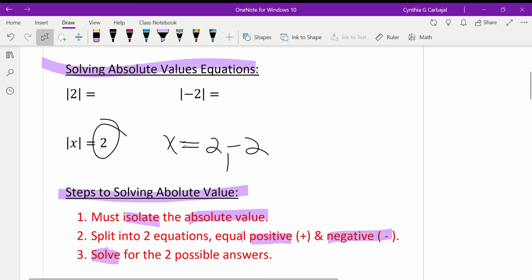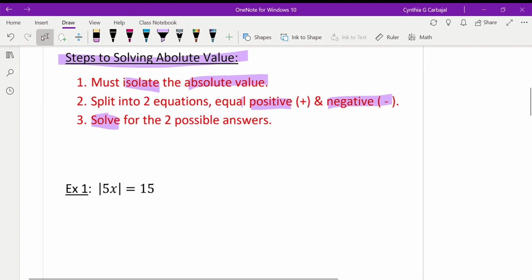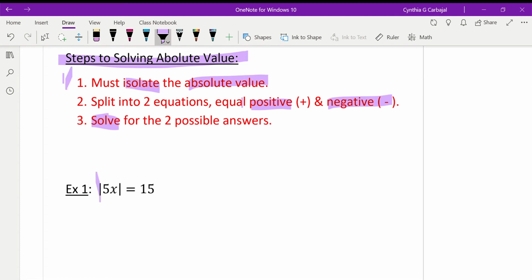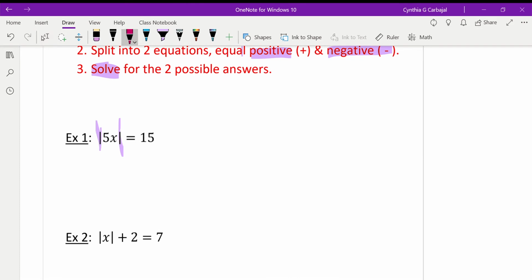Alright, so these are the steps and we're going to practice them. In example 1, we can actually skip step 1 because there's nothing in front of the absolute value and there's nothing behind it, so it is already isolated. Then I can go to step 2 where it says split into two equations. One is going to be set equal to a positive answer. Well, our answer is 15. That's already positive, so leave it. But the other one is going to be set equal to a negative 15, and then we solve.